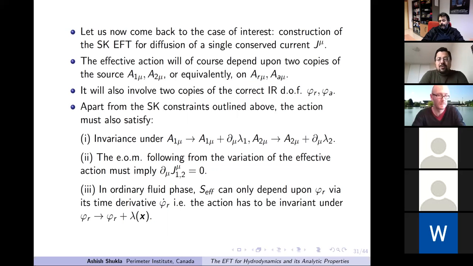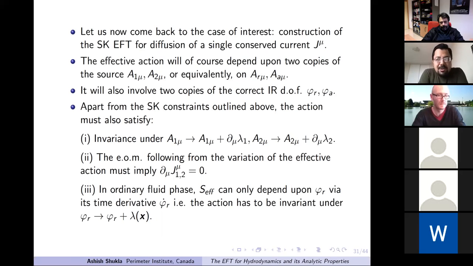Yeah, so what I'm going to do now is that I want to actually compute this effective action for the particular case that we have in mind. So that way it will be easier to illustrate. Right now, I just gave the general principles, and as you very rightly pointed out, mostly the kinematic constraints that the generating functional or the effective action must satisfy along with the KMS condition.